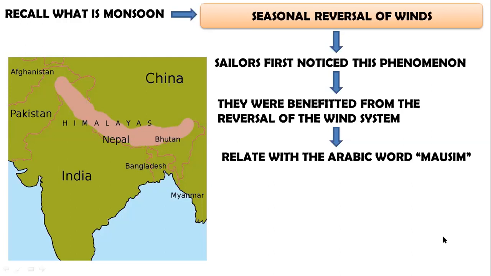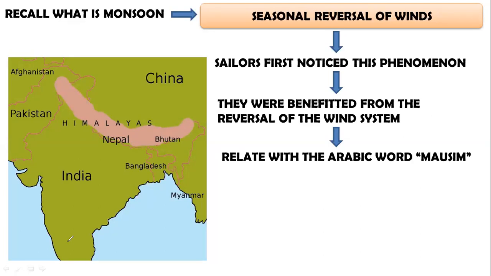Monsoon is the seasonal reversal of winds. When the direction of winds changes due to Coriolis force or due to any other reason, due to a barrier in between, when the direction of these winds changes, then it is called monsoon.